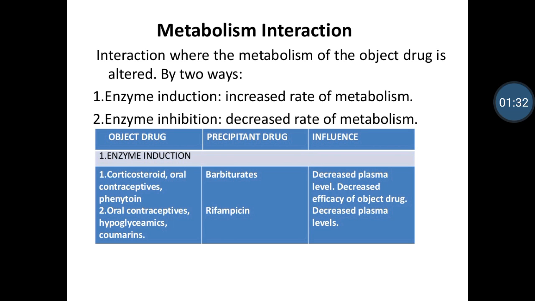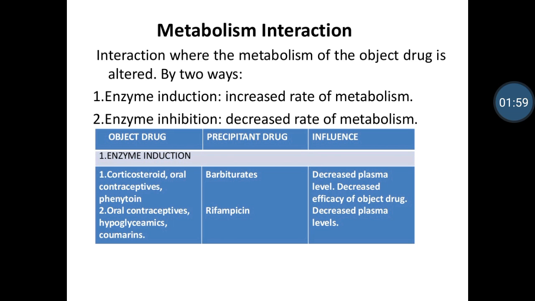Metabolism interaction. This is an interaction where the metabolism of the drug is altered in two ways. First, enzyme induction. Induction means increasing the rate of metabolism, like a catalyst action. And second, enzyme inhibition. Inhibition means stopping the action of your enzyme. That will directly lead to a decrease in the rate of metabolism.